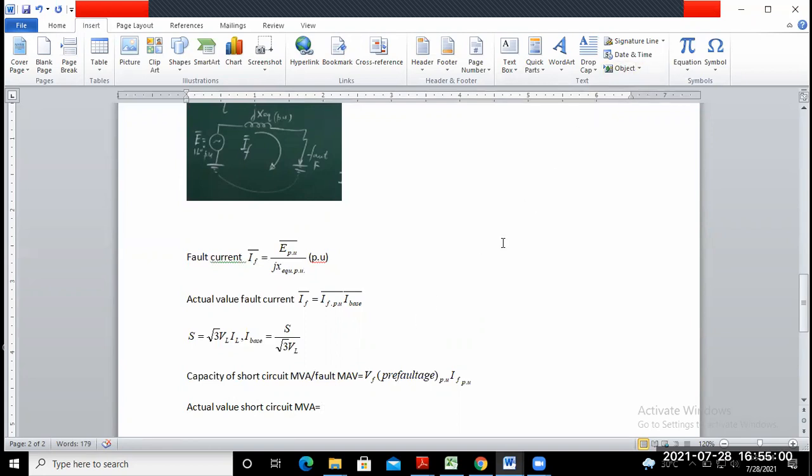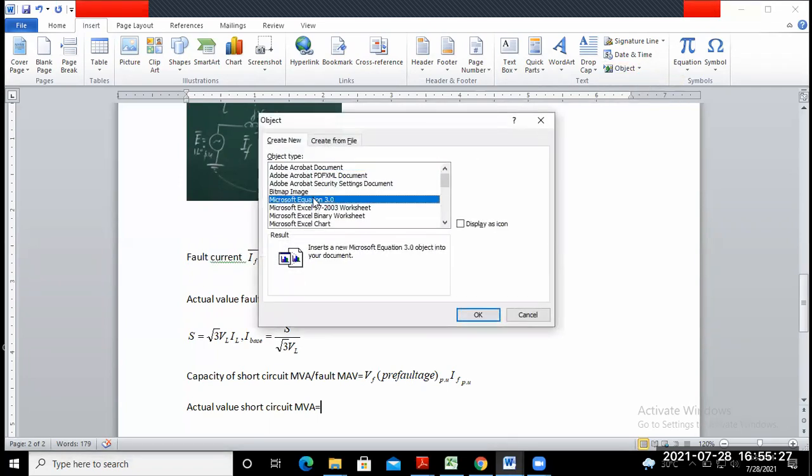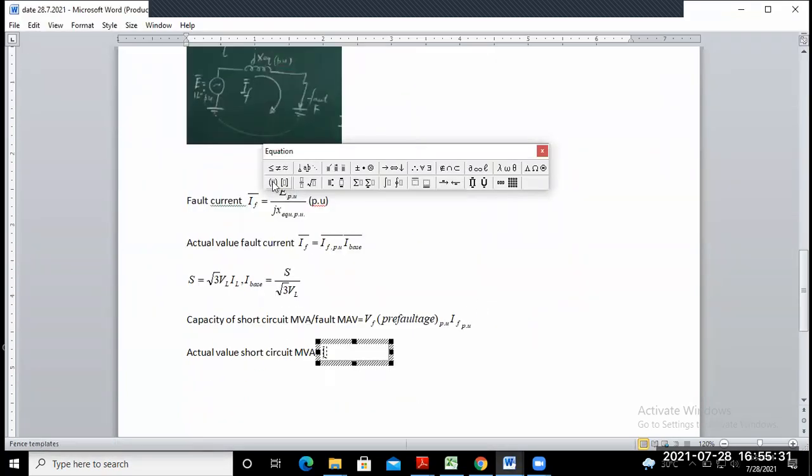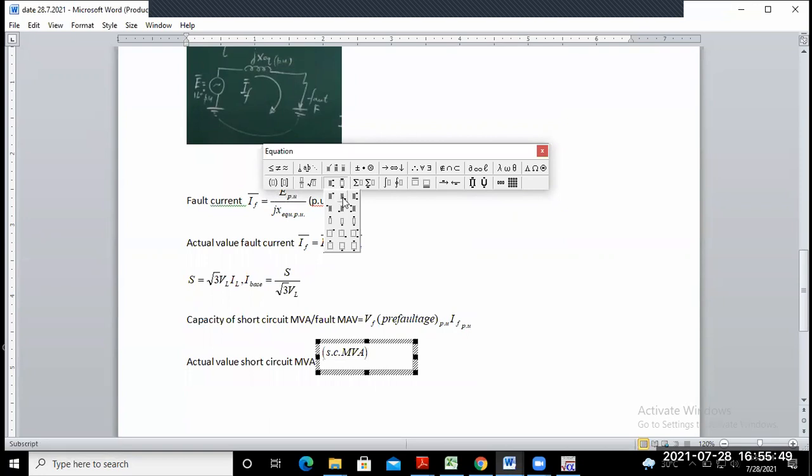Rahul, just tell me. The short circuit MVA in per unit times the base value of MVA, that is represented by the complex power S. So just multiply the short circuit MVA in per unit into the actual base value of the MVA, that means S. So this is represented in per unit, multiplied by the complex power S, that means the base value.